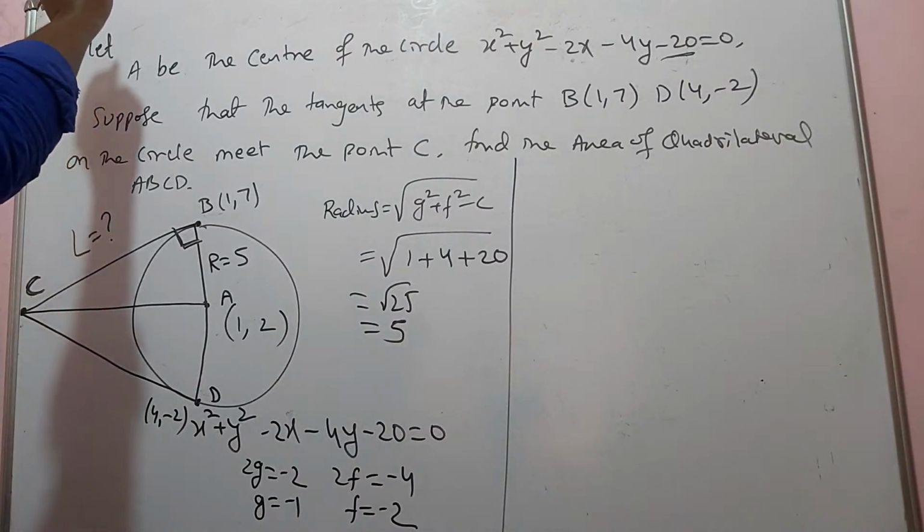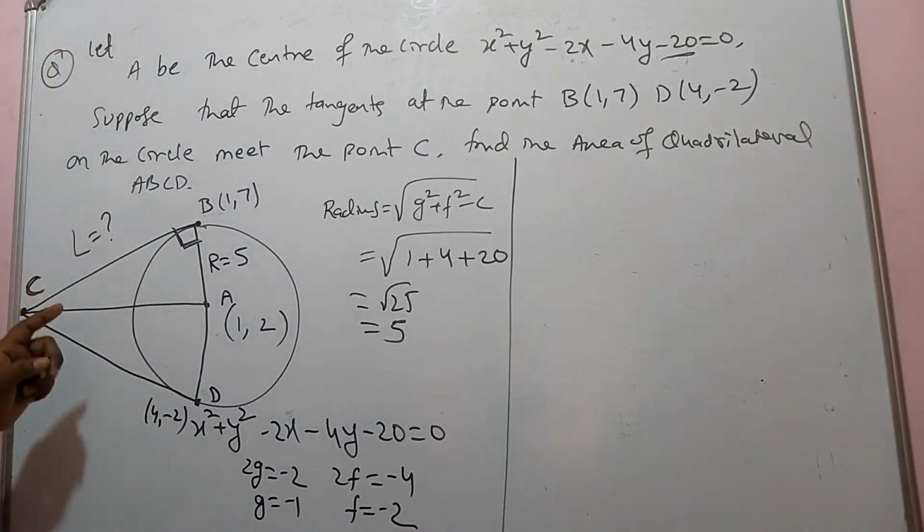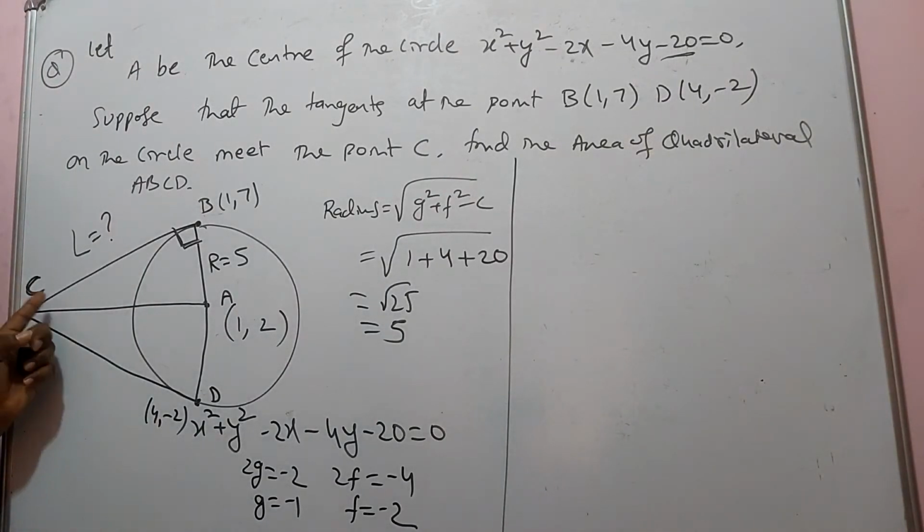Using R squared is equal to C squared, but C we don't know, right Tanishka? You are right, but we don't know C. Siddhant said square root of S1. Okay, but we don't know this point C. That is the main problem here.